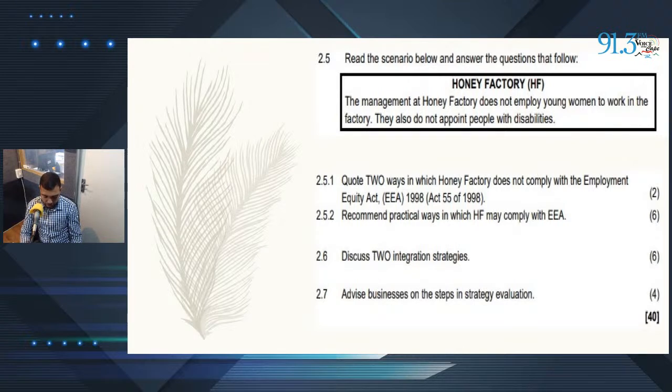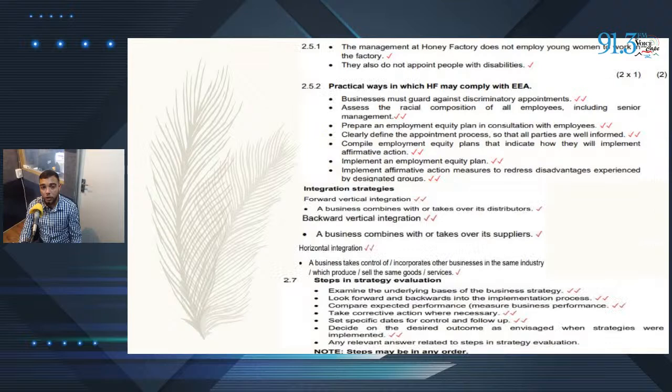Your answer here would then be examine the underlying basis of the business strategy, and another easy one would be take corrective action where necessary. Another easy one, what you can write down is set specific dates for control and follow up. Those are your answers, and I'll now display it on the screen. So you can take a screenshot as well and you can write down the answers. So that is now what will be covered in your business environments, some type of questions.